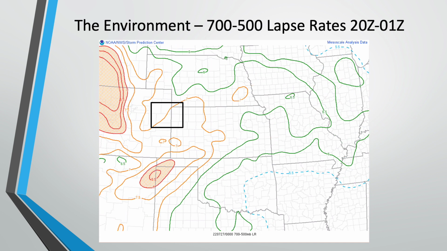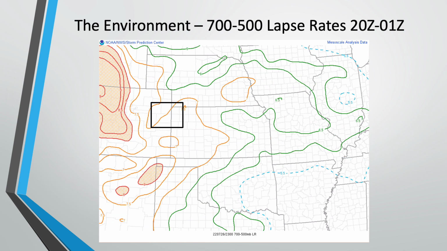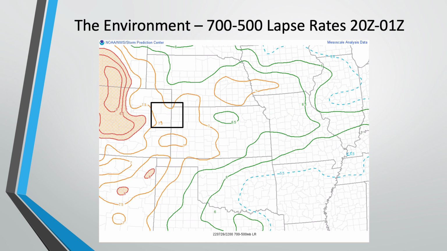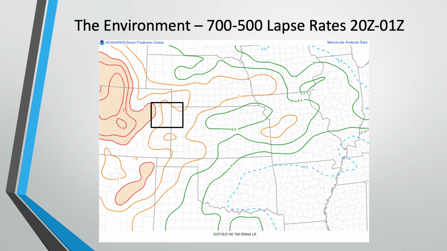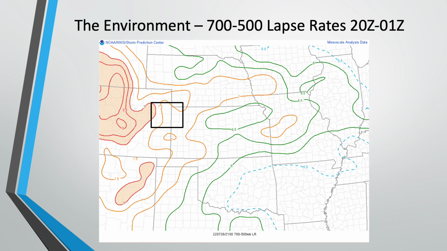Looking at a time lapse of the lapse rates in the mid-levels, we're generally seeing lapse rates of around 7 to 7.5, so remaining unstable, fairly warm day. A lot of the cooler lapse rates are going to be over to the east and more of the EML along the Rockies.